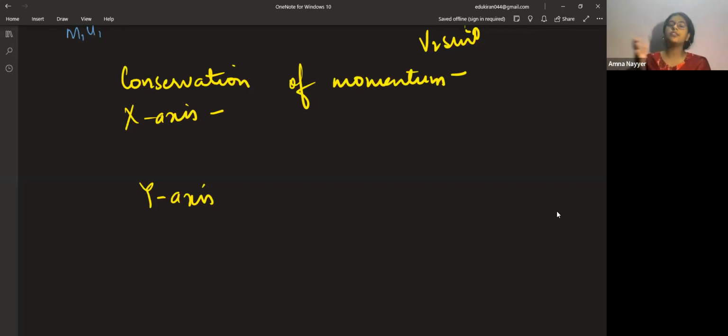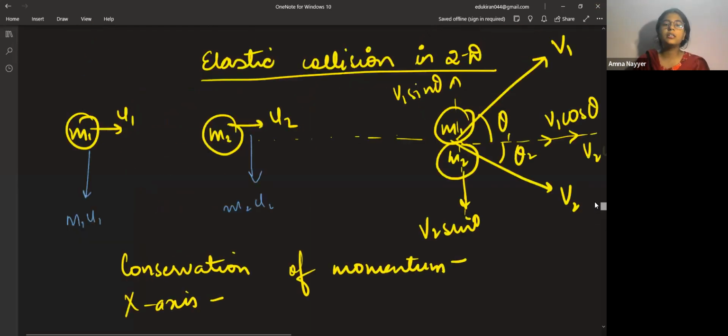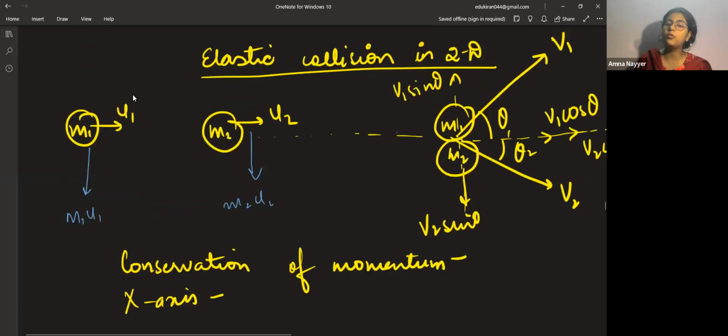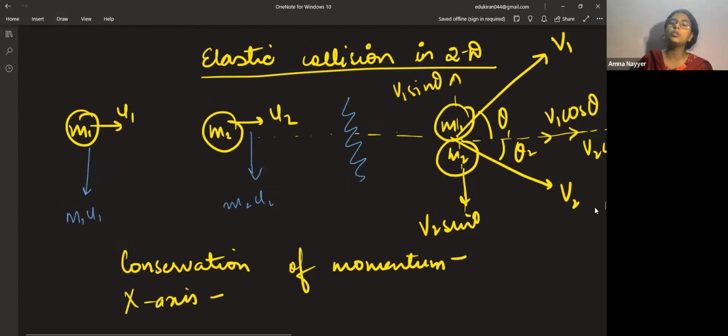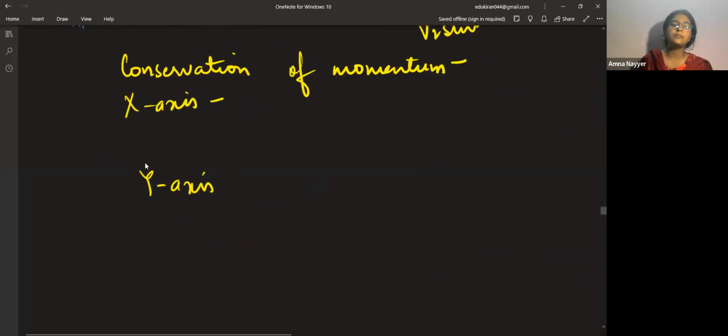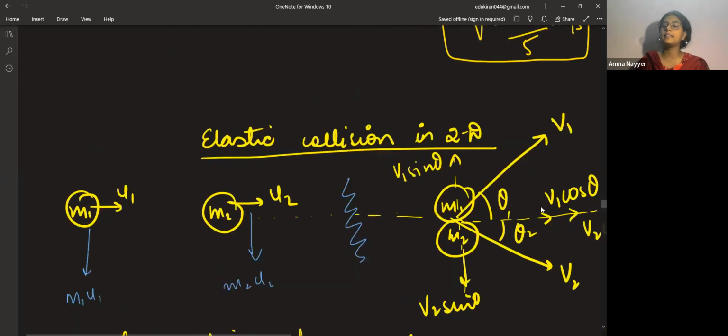Now see, conservation of momentum along the x-axis when we are solving. You have to consider all the momentum which you have resolved along the x-axis. Look here, initial momentum is m1u1 plus m2u2 before the collision has occurred. Along the x-axis, this is m1u1 plus m2u2. This is equal to the momentum after collision, which is along the x-axis.